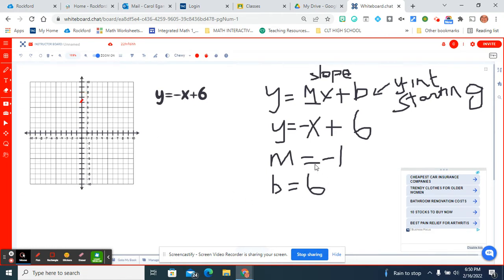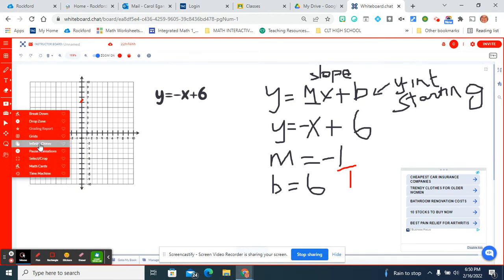Okay. And then my slope is negative 1. So we want to know the rise over the run. When I'm given a whole number, I just take it and put it over 1. So this tells me in order to go forward, I would go down 1 and over 1. So if I'm at 6 and I go down 1 and over 1, I would mark right next to it. I'm going to go to a dot painter so it's easier to see.